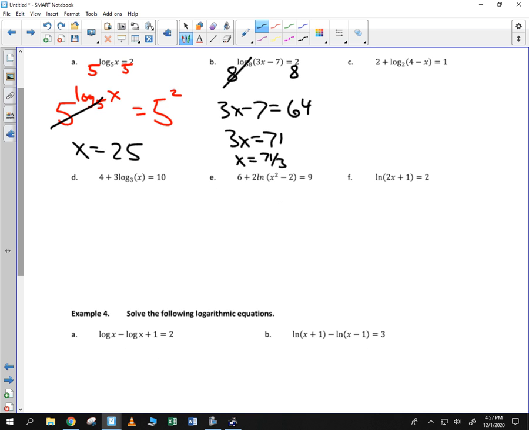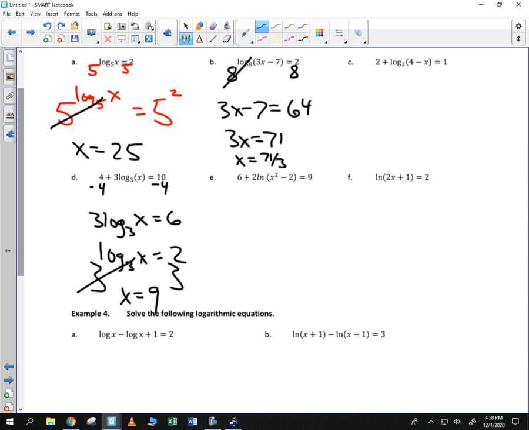Try D. Subtract 4 from both sides. 3 log base 3 of x is equal to 6. Divide by 3. Log base 3 of x is equal to 2. Create a base of 3. Gone. X is 9.